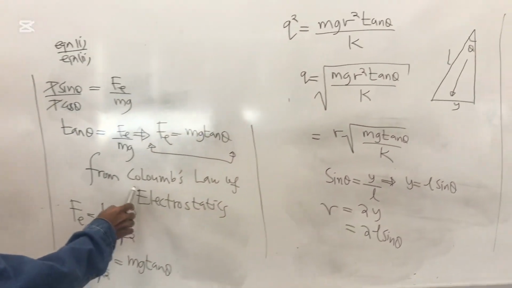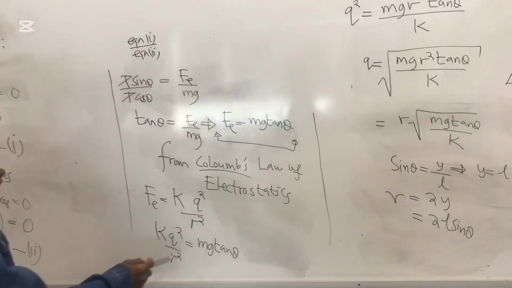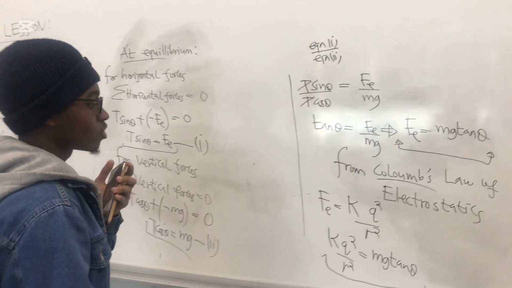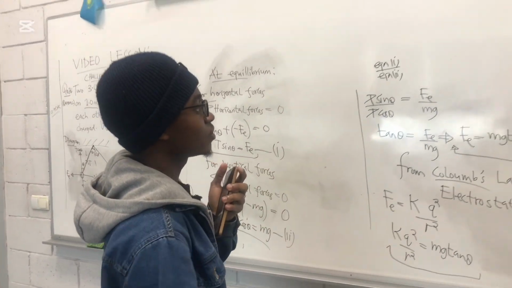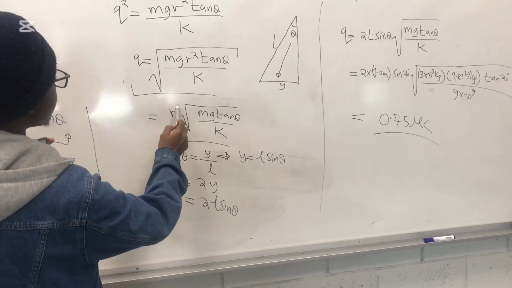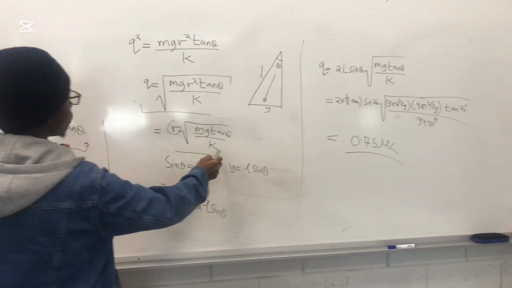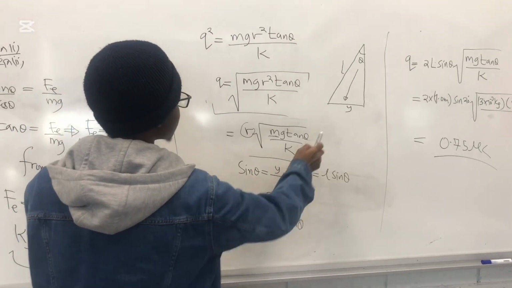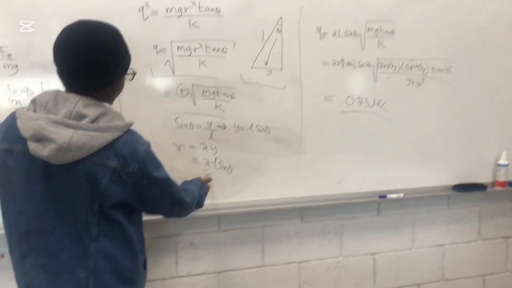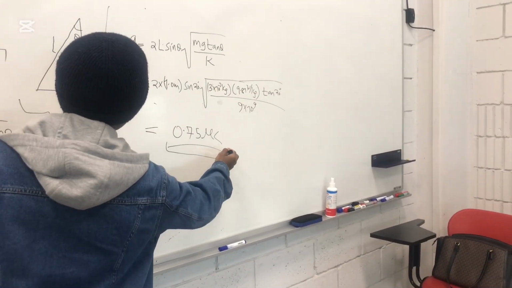We compared it with Coulomb's law of electrostatics, which says that F is equal to KQ square over R square. After comparing, we came up with this equation, and from here we made Q the subject, because the question wants us to find the value of Q. But from here we knew that we didn't have the value of R. Here you know the mass m is 3, theta you know, K you know, but R we don't know. So we used the sine relation of a triangle, and we came up with the value of R, and we put it there, substituted the values, and got the value of the charge Q.